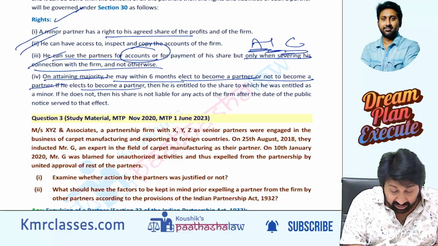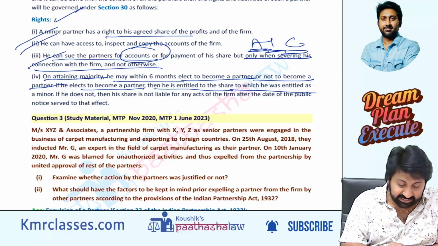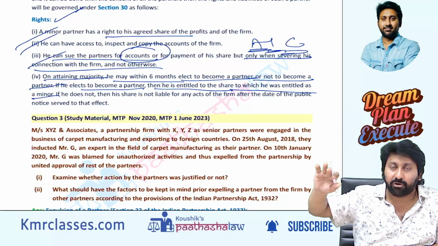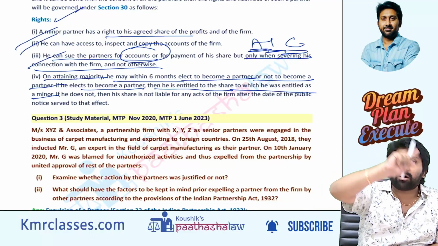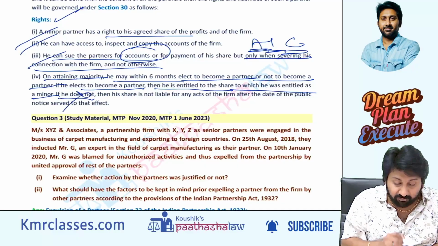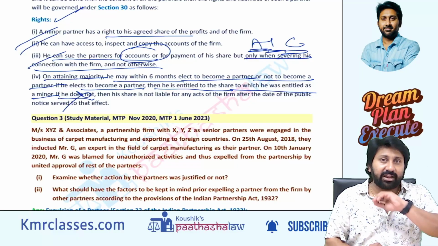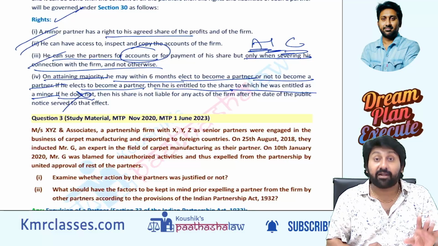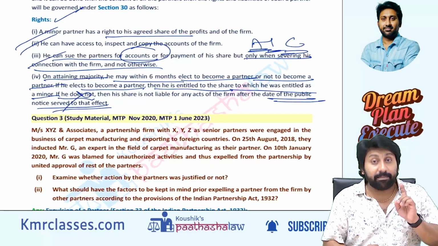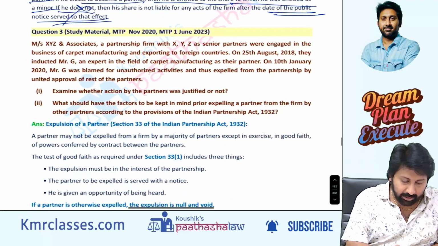Okay. If he elects to become a partner, then he is entitled to the share to which he was entitled as a minor. Same share, 1/3 share, 1/3 will continue. 1/2 will continue. 1/4 will continue. Whatever the share is, that will continue even after becoming a major. But if he does not want it to continue, he will not get any share in the profits thereafter. But he has to give a public notice, or else people will believe that you are still a partner and you will become liable.